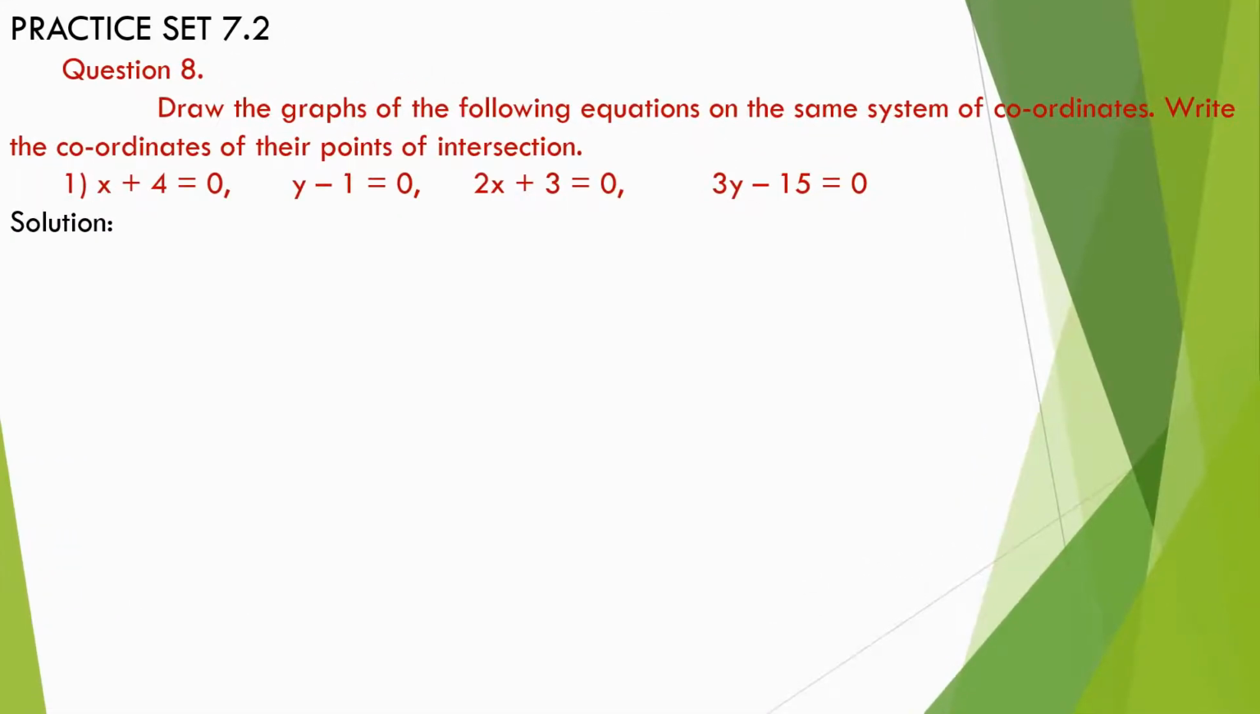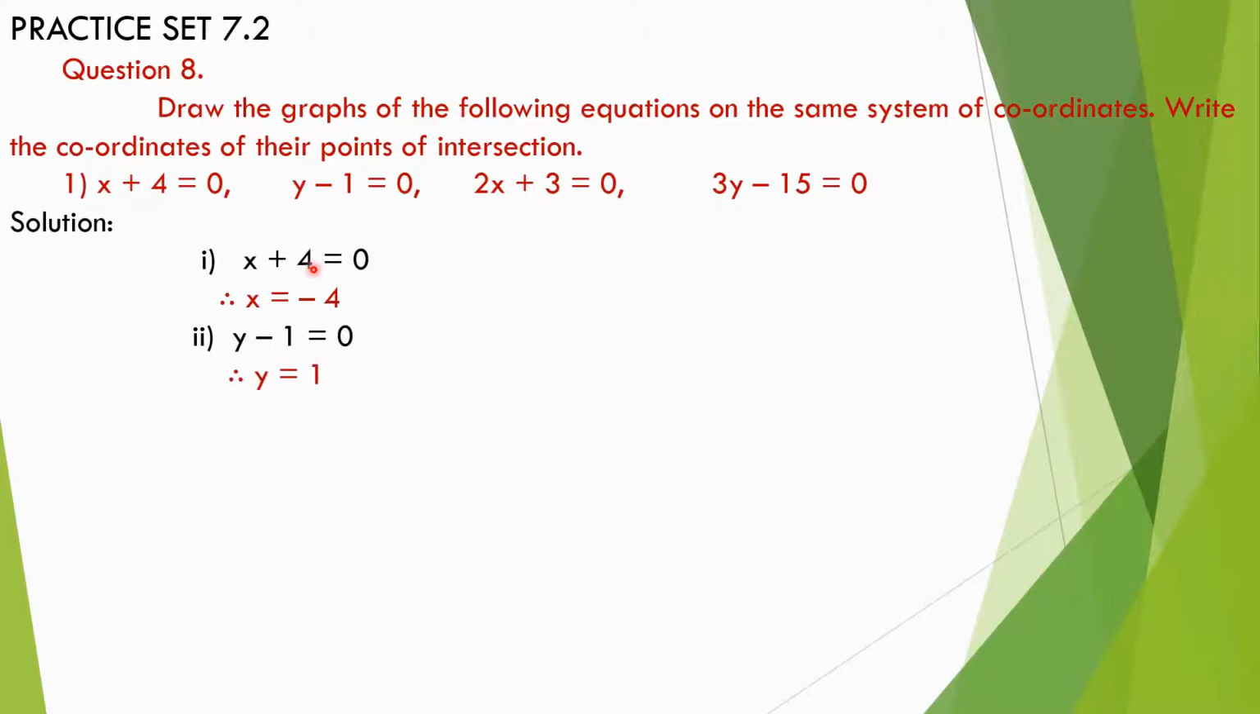Question number 8. Draw the graph of the following equations on the same system of coordinates and write the coordinates of their point of intersection. The first four equations are given. The first one is x plus 4 is equal to 0. Therefore, x equals negative 4. Second one, y minus 1 is equal to 0. Therefore, y equals 1.